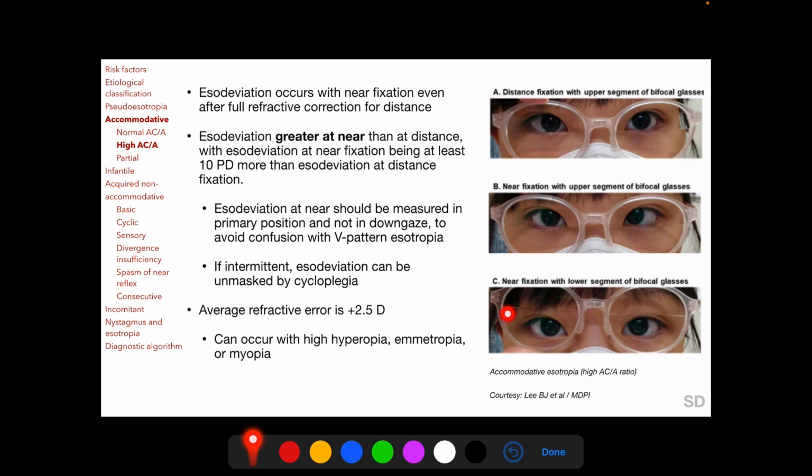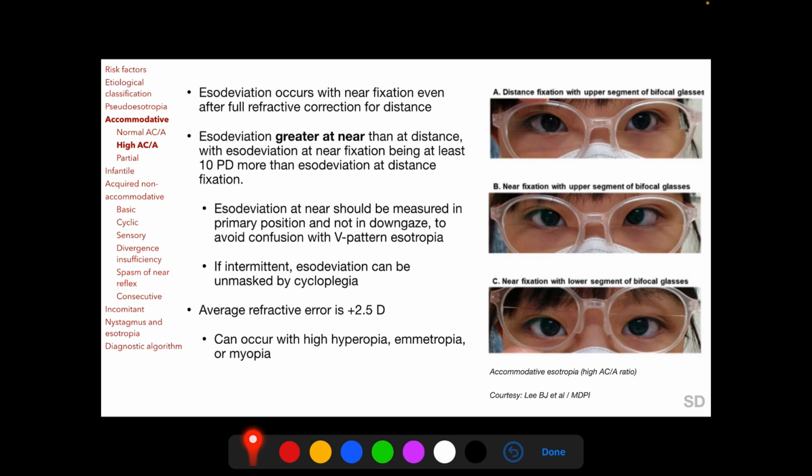And this photograph shows that when the patient fixates on a near target through the near segment of the bifocal, the eyes are orthotropic, because when the patient fixates on a near target through the near segment of the bifocal glasses, the patient no longer needs to induce accommodation to focus on a near target, and so the accompanying convergence movement is also not stimulated.